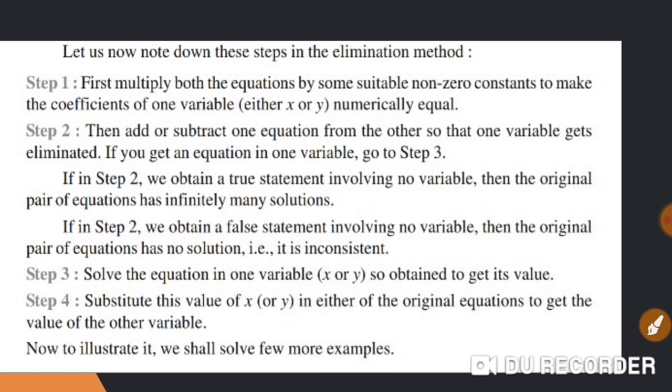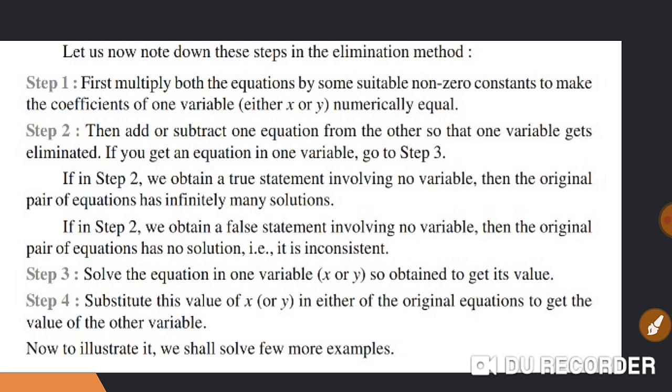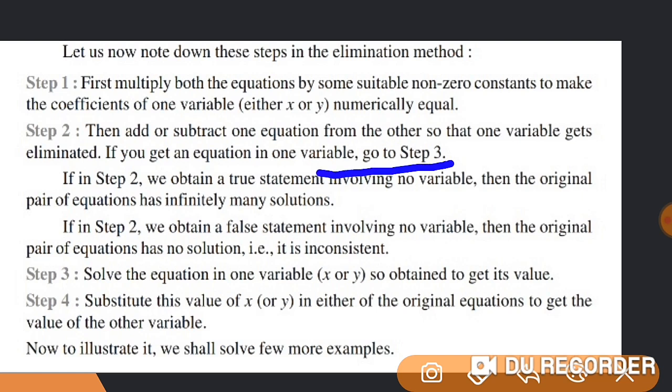First, multiply both equations by some suitable non-zero constant to make the coefficients of one variable, either x or y, numerically equal. Remember, the coefficient of one variable must be numerically equal. Then add or subtract one equation from the other so that one variable gets eliminated. If you get an equation in one variable, go to step 3. Means by adding or subtracting, if you are getting an equation in one variable, go to step 3.